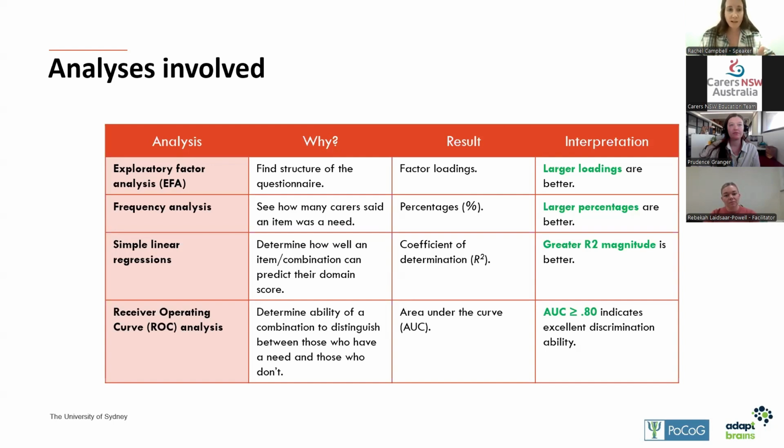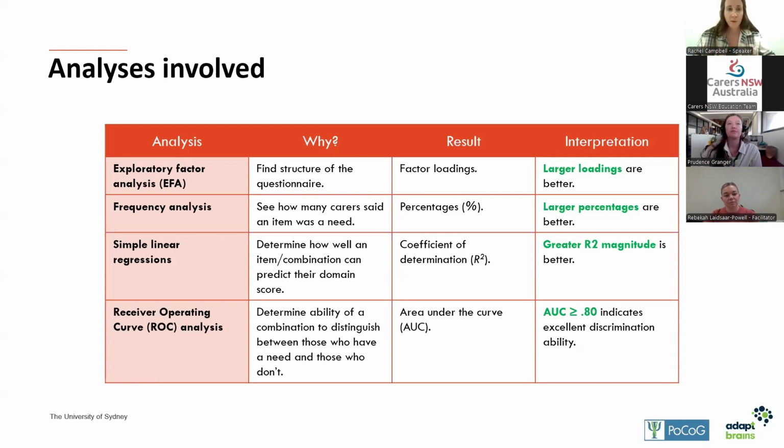We also conducted analyses called simple linear regressions, where we looked at how well each individual item predicted scores within a particular supportive care needs domain. Those items that were better predictors on their own were then considered better candidates for inclusion in our screening tool.